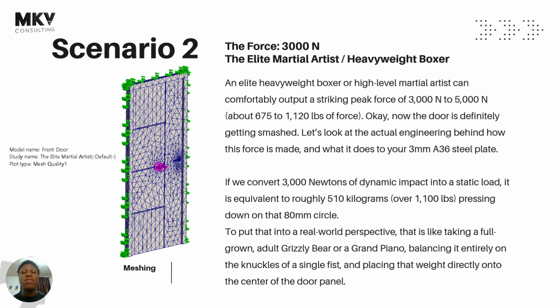Now, if we convert this 3,000 newtons to a dynamic impact, it's roughly 5-10 kilograms, and then you just press it over the circle, because the circle is the bulge where we're actually applying it. Let me put it in perspective. It's like taking a full-grown grizzly bear and punching it. We've seen these heavyweights, people that actually throw punches, right? They're really terrifying. When you see them punching and punching, now imagine them punching this door. We're not taking into account bones, pain level and all that. We're just saying slam into it, right?